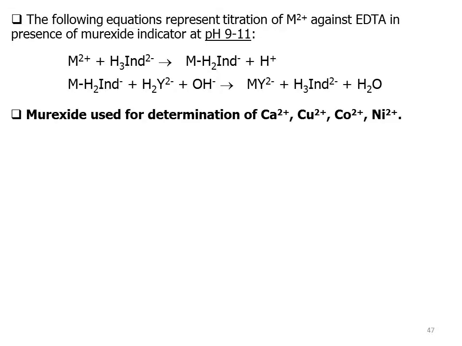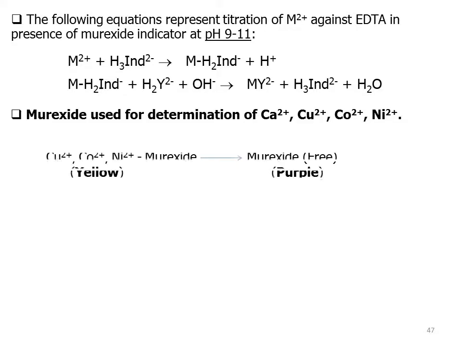Again, the central metal ion is reacted with the indicator, forming a metal indicator complex. Then EDTA is added until the reaction is finished. The metal EDTA complex is now formed, and the free indicator is liberated with a different color. To see and memorize, please, the difference in colors.